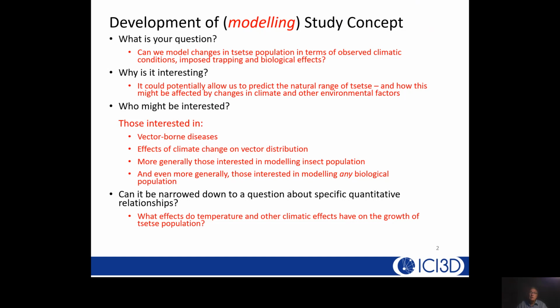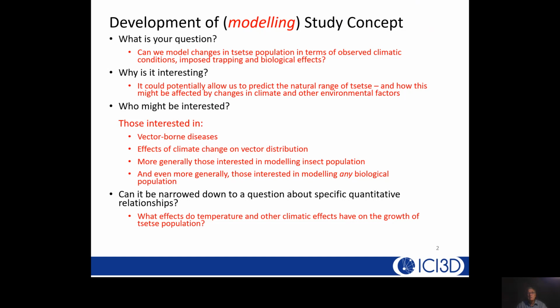Who's going to be interested? Well, people in the tsetse world, of course, but more generally those interested in vector-borne diseases such as malaria, those interested in the effects of climate change on all vector distributions, those interested in modeling insect populations, and even those interested in modeling any biological population. So it's a nice data set.